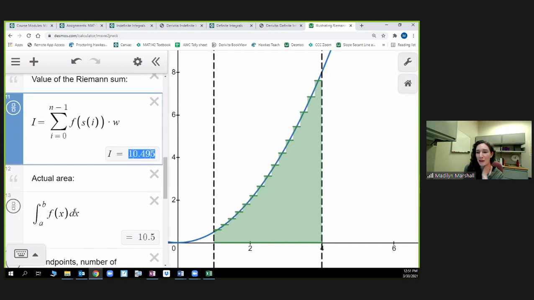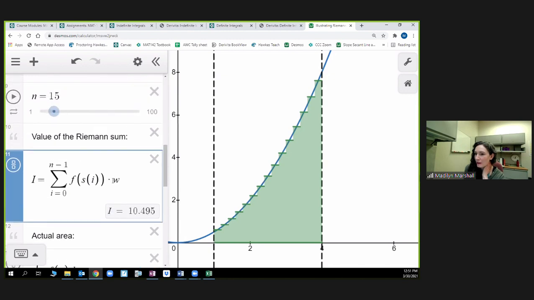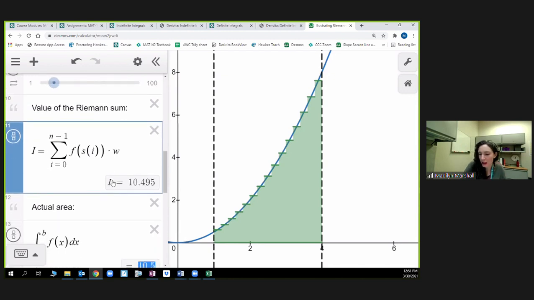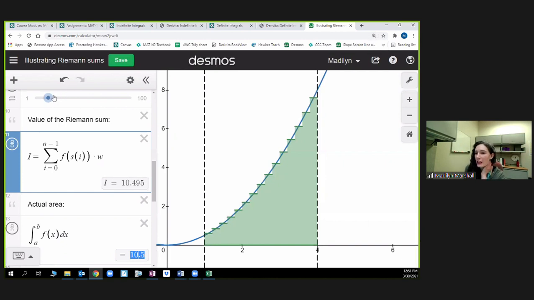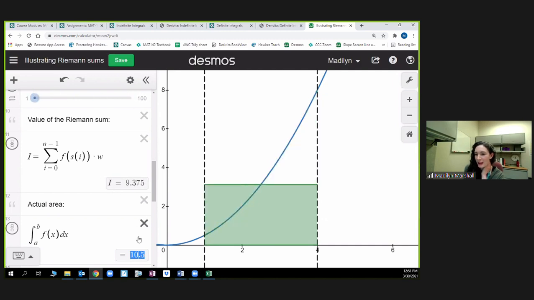Now this is a little bit of a spoiler because we can see the integral here, but the actual area is 10.5. So as we increase, let me see if I can zoom out to show these. Okay, so as we increase the n and get more and more rectangles, our area approximation is closer to our actual area. If we only have 1 rectangle, it's pretty far off.